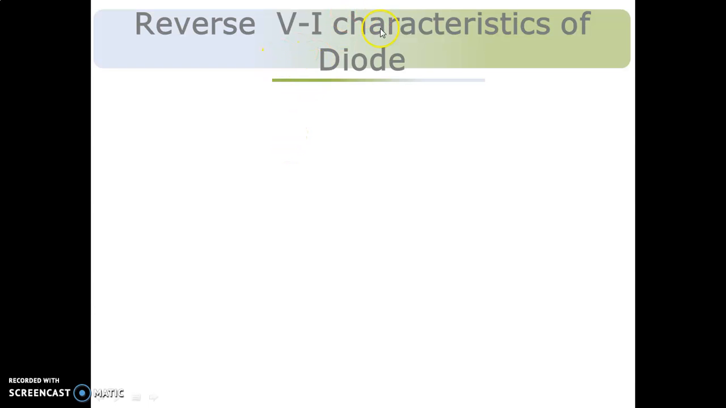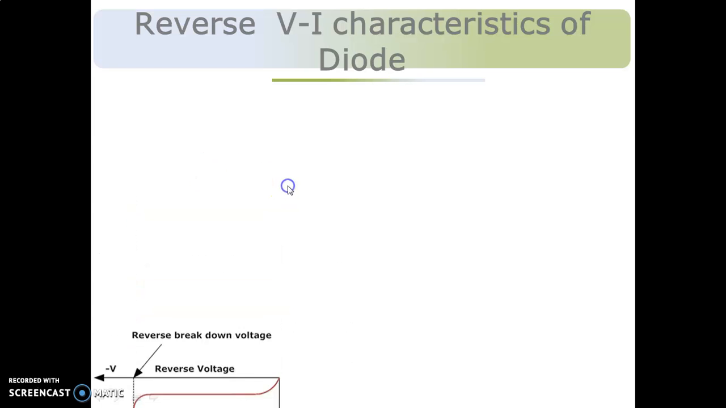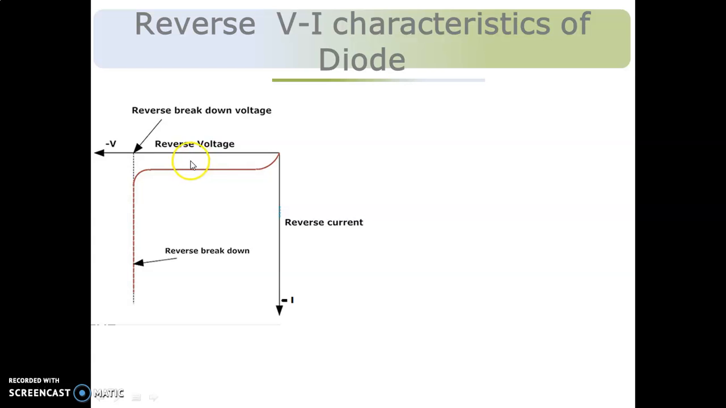Similarly, see the reverse VI characteristics of the diode. Reverse characteristics of the diode is plotted onto the third quadrant. As the values of the voltage and current both are reverted, the minus notation is applied. Now, let us see.